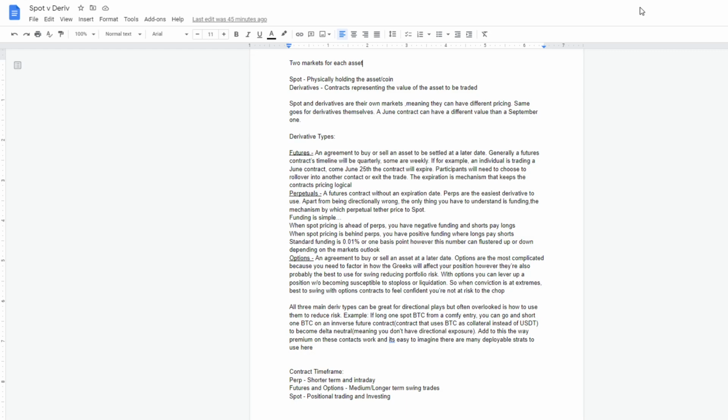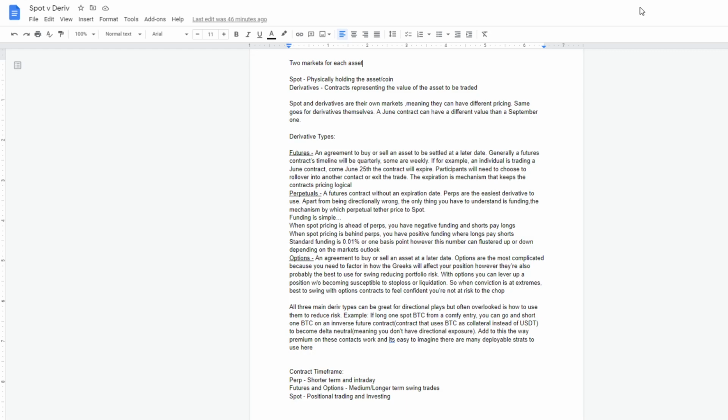But when spot price is behind the perpetuals and you have positive funding, that's where longs are going to pay shorts. So standard funding is 0.01% or 1 basis point. However, this can move up and down based off of the outlook of the market, because you'll have times when there's a large premium between the spot price and the perpetual contract, and those are the moments where the funding is going to get more extreme, right?